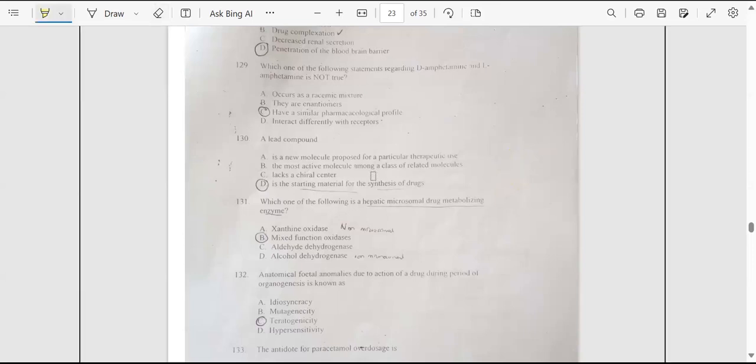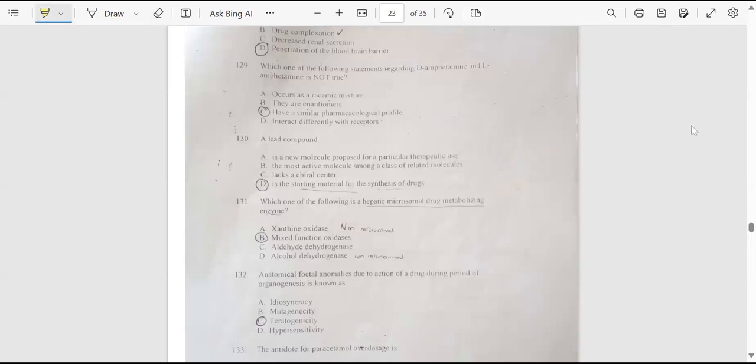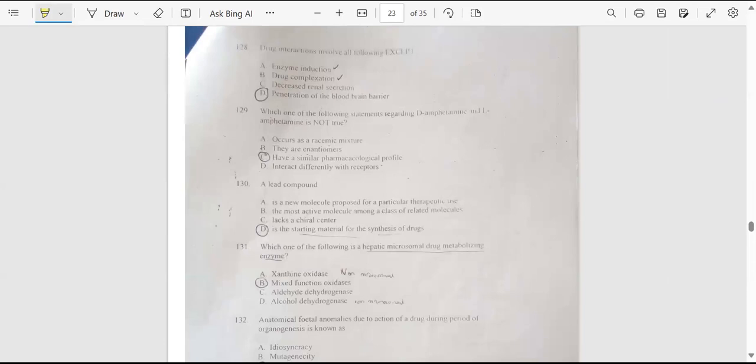Okay, then the next. Which one of the following statements regarding D-amphetamine and L-amphetamine is not true? So which one is not true? So we're looking at D and L-amphetamines. Now, guys, we need to at least be active.